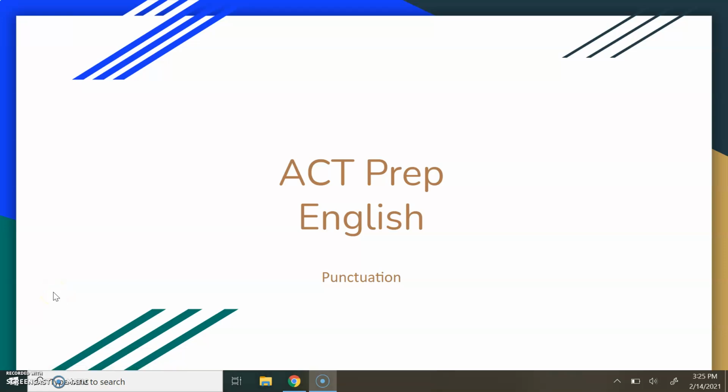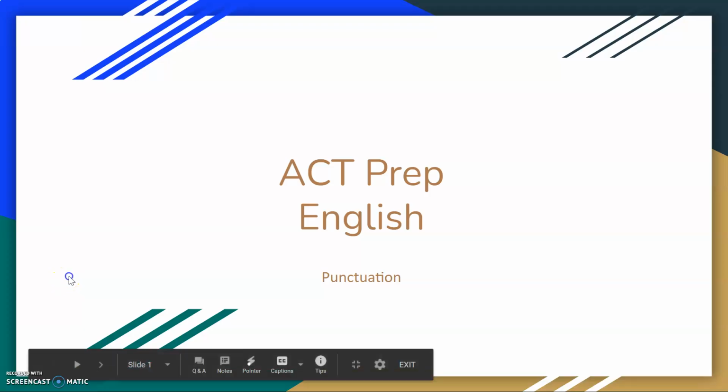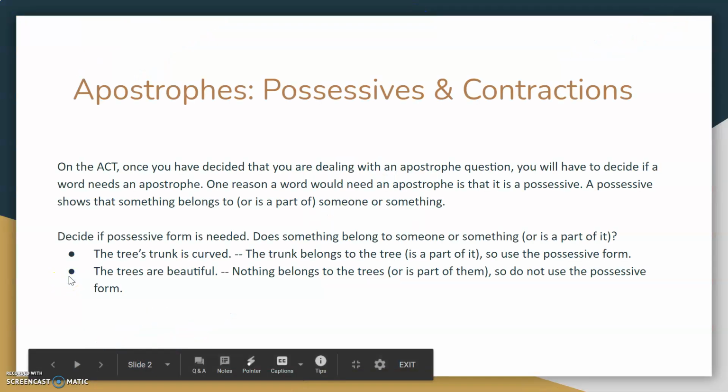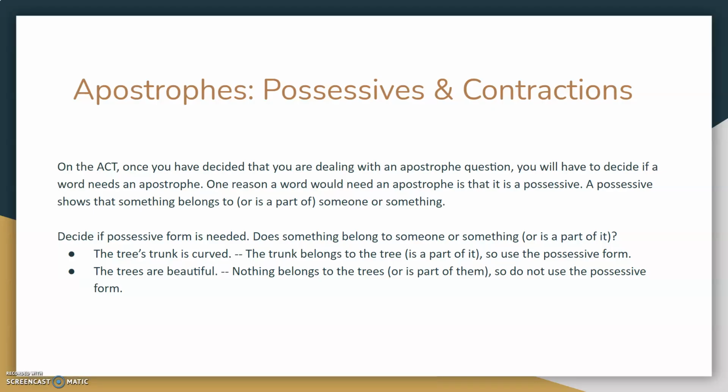Hi everyone, today we're going to do some test prep for the English portion of the ACT. We're going to look specifically at apostrophes, which are those little marks that look kind of like commas, but they show up at the top of the word instead of the bottom of the word. There are only two reasons we would use an apostrophe. One is to create a possessive noun, and one is to create a contraction.